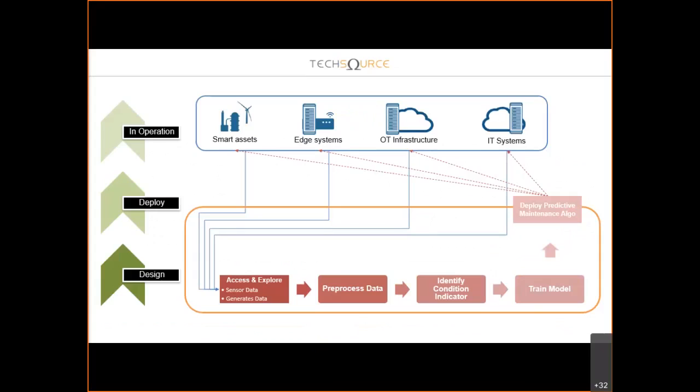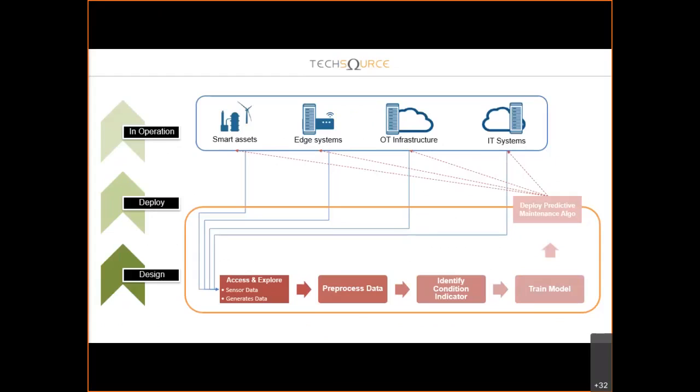So basically, this is the overall framework to perform the predictive maintenance workflow. First, you can see this green arrow: you need to design, deploy, and then upscale into your operation or production. So in the design part, you might see accessing and exploring data.